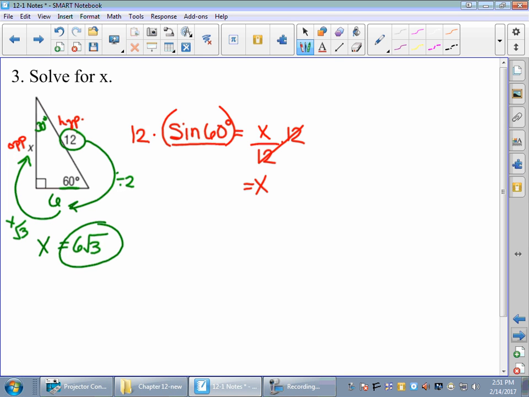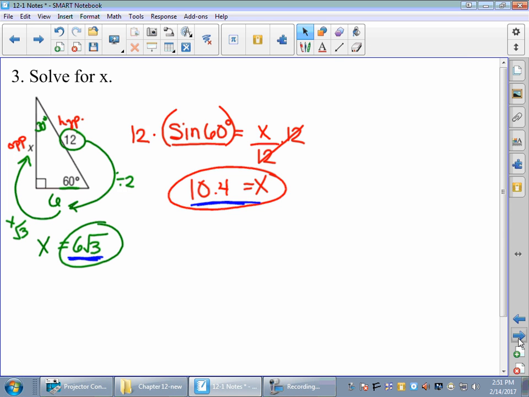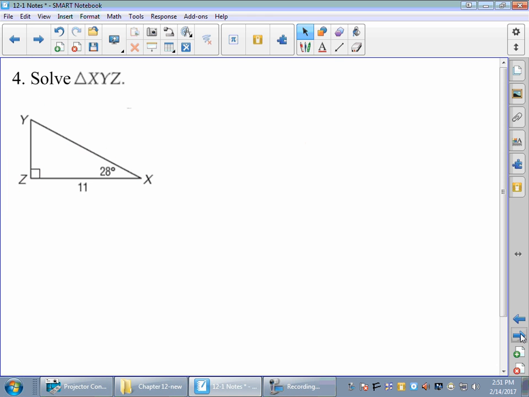We'll try that one more time. Sine 60 times 12, I get 10.39, so 10.4. If you use trig, I'm okay with a decimal approximate. If you notice though, if you type 6 root 3 in your calculator, this exact value I got using special right triangles, it should equal 10.4. So those two values are equivalent. All right, so you had a couple options there.